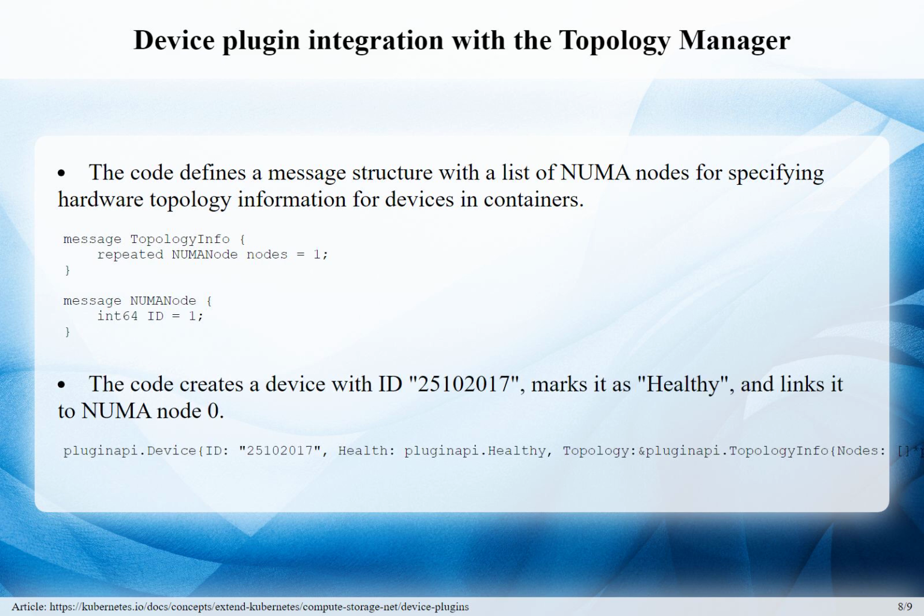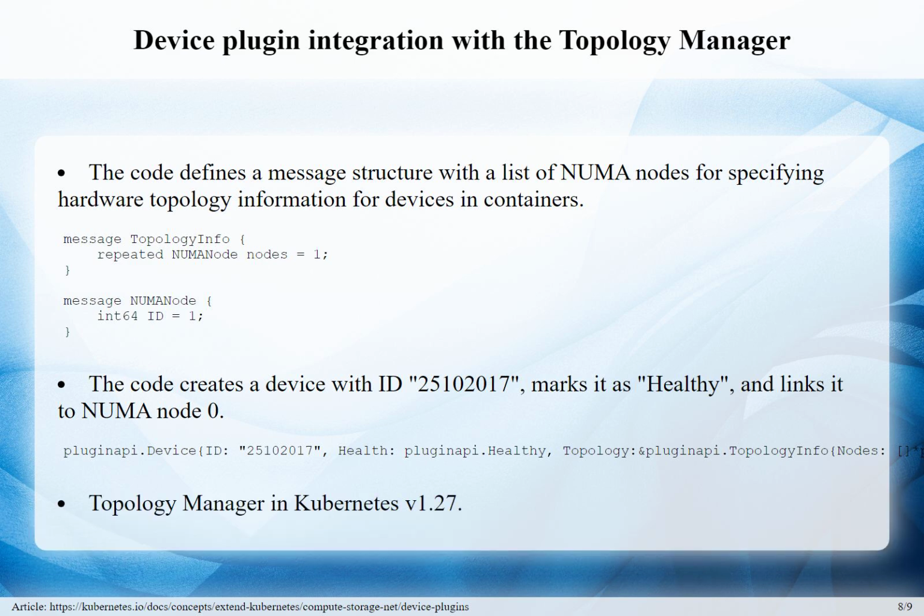The code snippet creates a device object with ID 25,102,017 and sets its health status as healthy. It also assigns topology information to the device, specifying that it is connected to NUMA node ID 0.